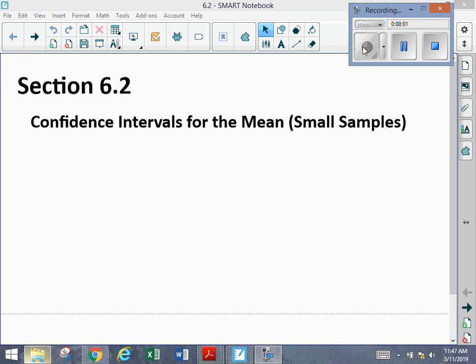Continuing with confidence intervals. In 6.2, we're going to do confidence intervals of small samples. So we're going to use a t distribution. Remember, I gave you guys these t tables. If you don't have one, I'll give you one. But if you have yours, please get it.